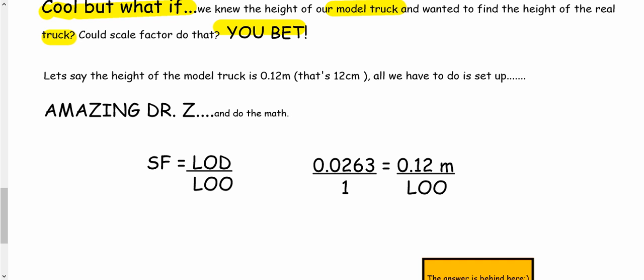So let's say the height of the model truck is 0.12 meters. All we have to do is set up Amazing Dr. Z and do the math. Now, if you don't remember what Amazing Dr. Z is, let me help you out.